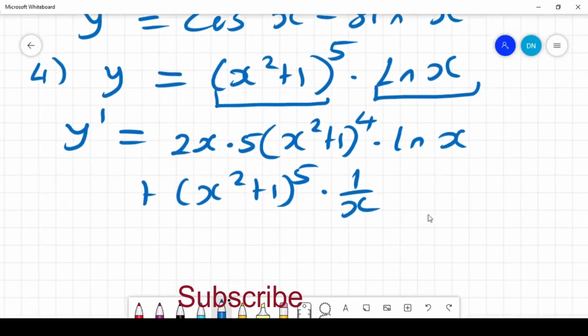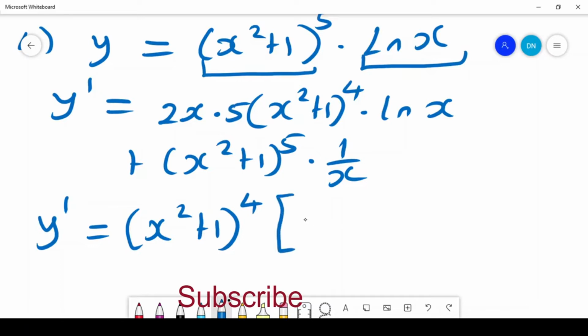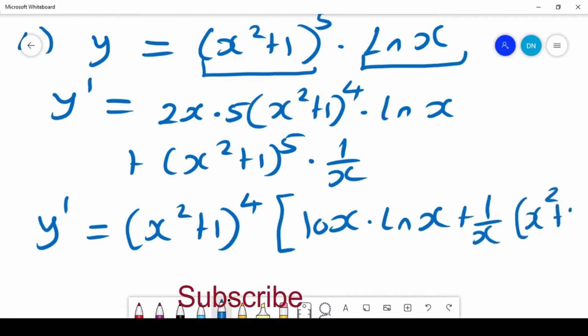Now, what have I done? The derivative of ln of x is 1 over x. The derivative of x squared plus 1 raised to power 5 is you take 5 down, you reduce the power by 1. That gives me x squared plus 1 to power 4. And then you differentiate what is inside the bracket. X squared plus 1, when you differentiate, you get 2x. So the first derivative of that, therefore I can write it as x squared plus 1 to power 4, and then 10x ln x plus 1 over x, x squared plus 1.